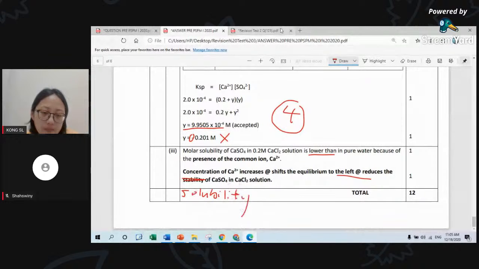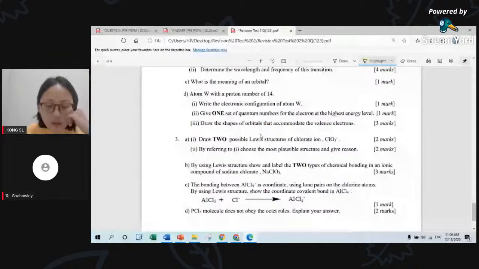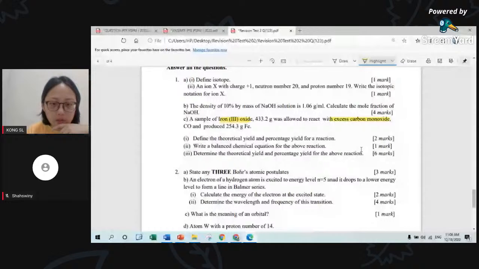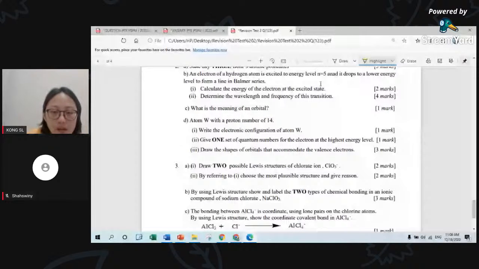I think the pre-PSPM not much to discuss. Any question do you want to ask about the pre-revision test? This one. Any questions? Which question do you feel confused about? I feel questions 1, 2, 3 are all okay. Have to take note. This is for one set. Clear.